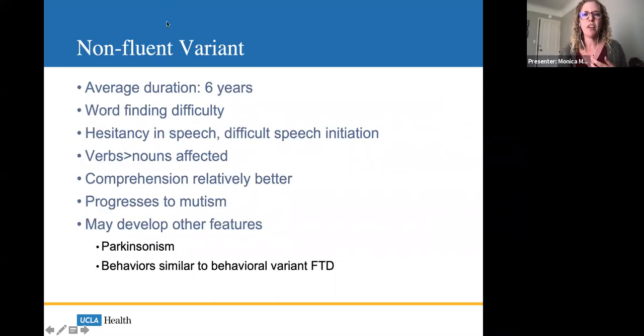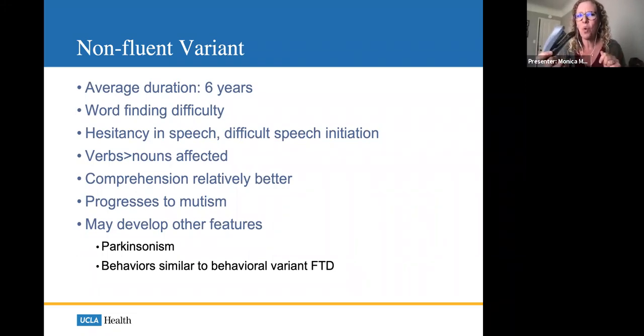So then there's the non-fluent variant of frontal temporal dementia. Again, average duration is about 6 years, and more problems with word finding difficulties. Again, thinking non-fluent. This is all to do with verbal skills, where there's more of a difficulty in speech. It takes a lot to get out the word.